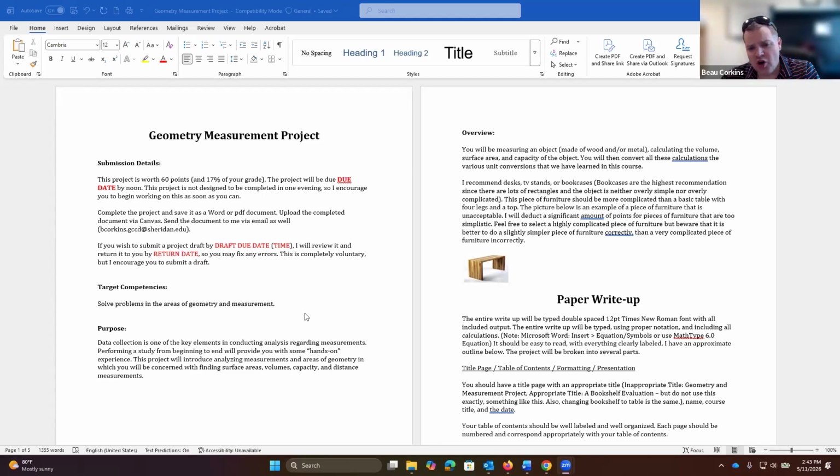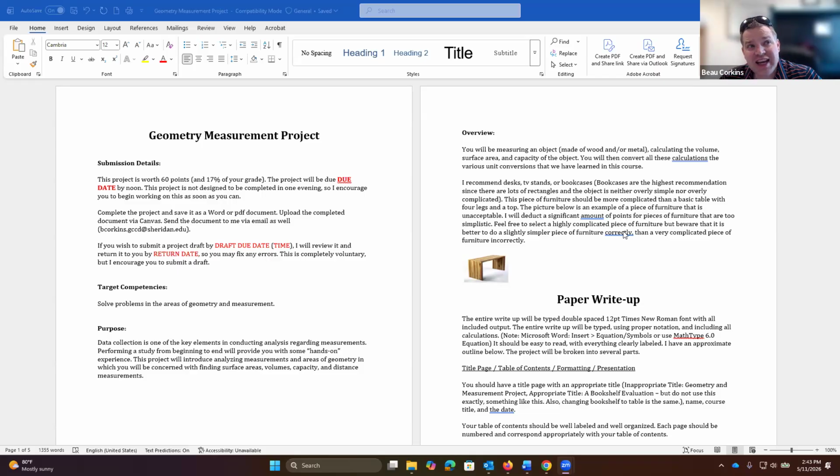A couple of things, all right? So, overview. It's all about picking an object: TV stands, desks, a bookcase. Bookcase is my highest recommendation because it's not overly complicated and it has a lot of rectangles. More complicated furniture, that's great.